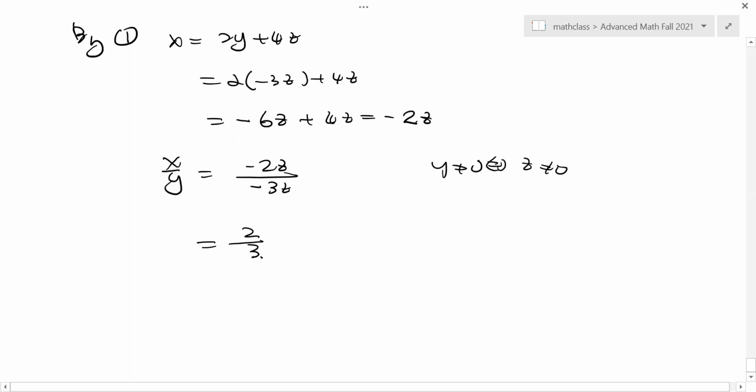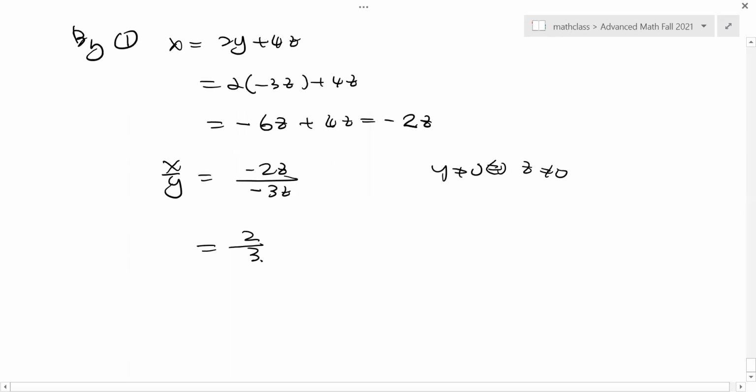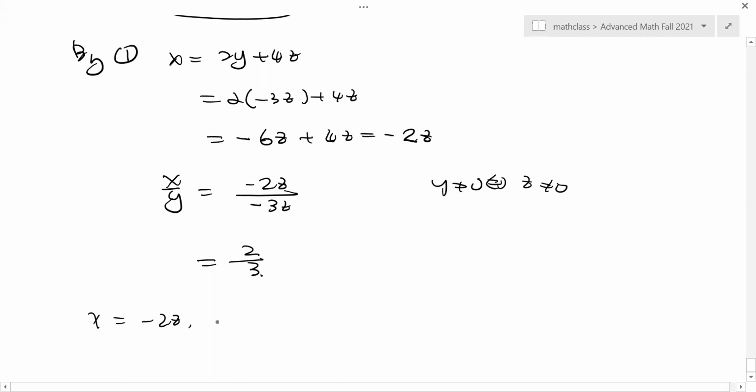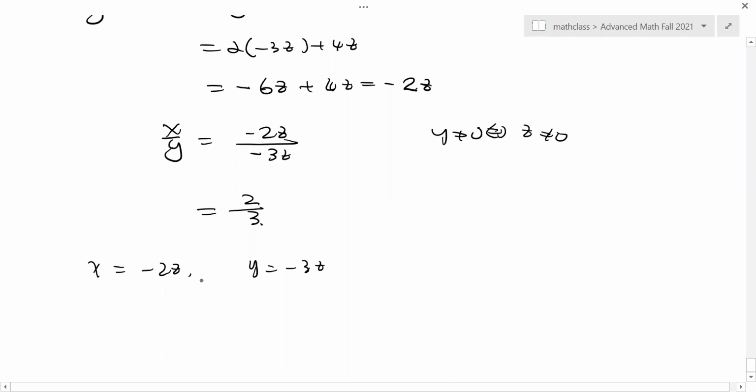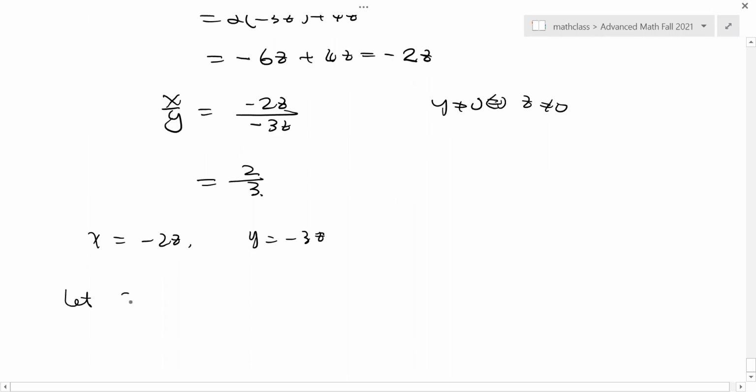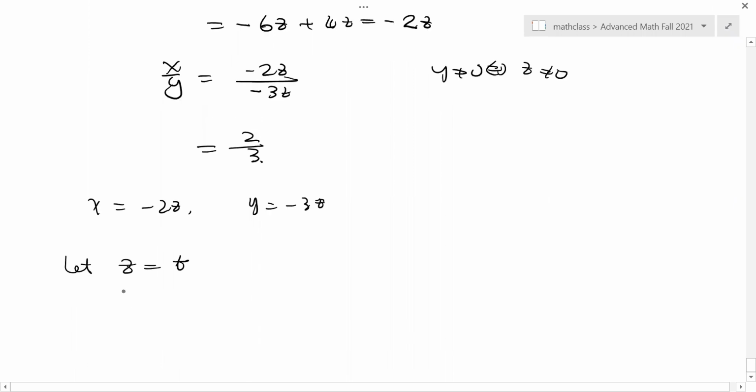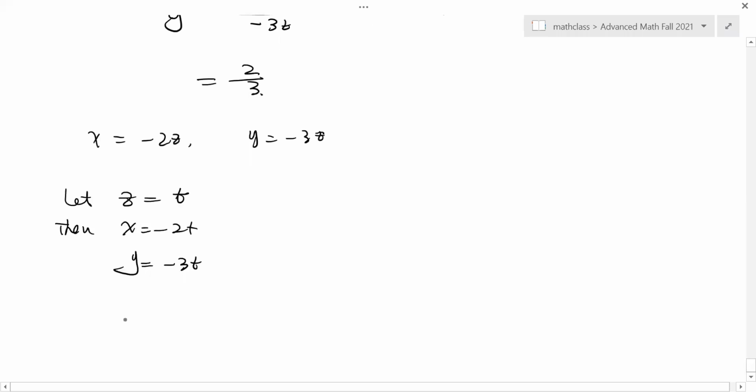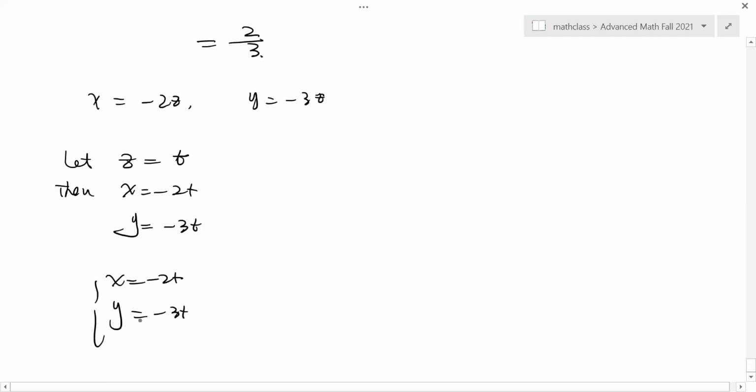Actually, you can get a family of solutions. Remember, x equals negative 2z, y equals negative 3z. How do I describe those? And how about z? I didn't even mention z. Okay, so I can let z be some t. Then x is going to be negative 2t, y is going to be negative 3t. So t is an arbitrary parameter. You can express it in the form x = -2t, y = -3t, z = t.